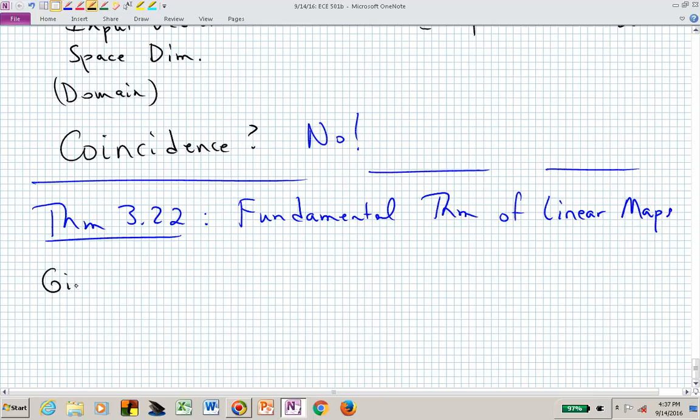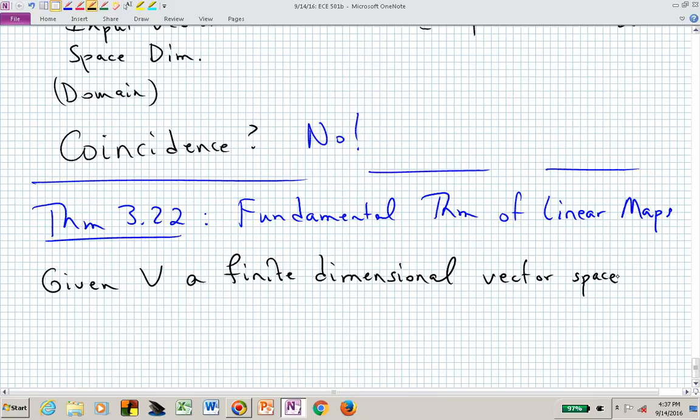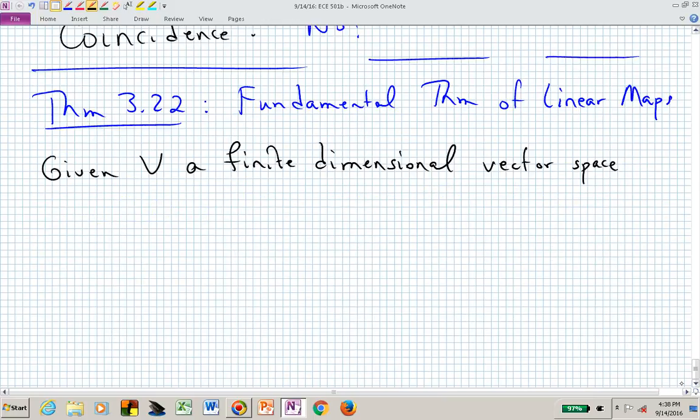which says the following. Given V, that's our input vector space, a finite dimensional vector space. And the reason why I'm emphasizing finite dimensional is when we go into functional analysis, things become infinite dimensional, and some of these results no longer hold. It's nice that we are right now working with finite dimensional vector spaces.